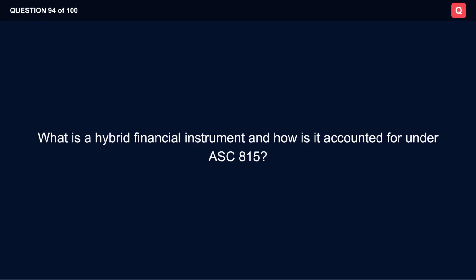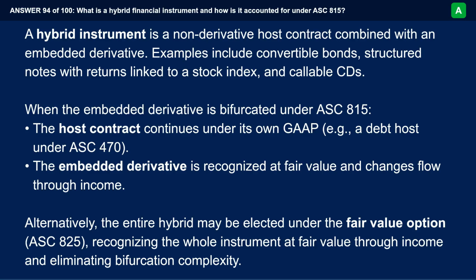What is a hybrid financial instrument, and how is it accounted for under ASC 815? A hybrid instrument is a non-derivative host contract combined with an embedded derivative. Examples include convertible bonds, structured notes with returns linked to a stock index, and callable CDs.